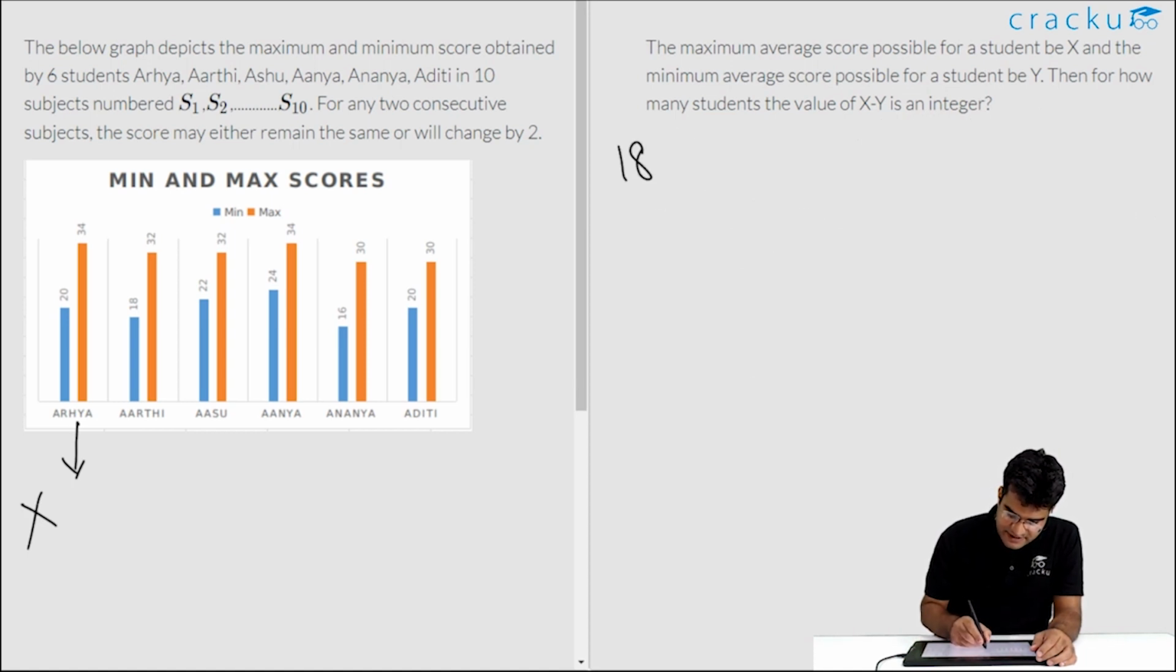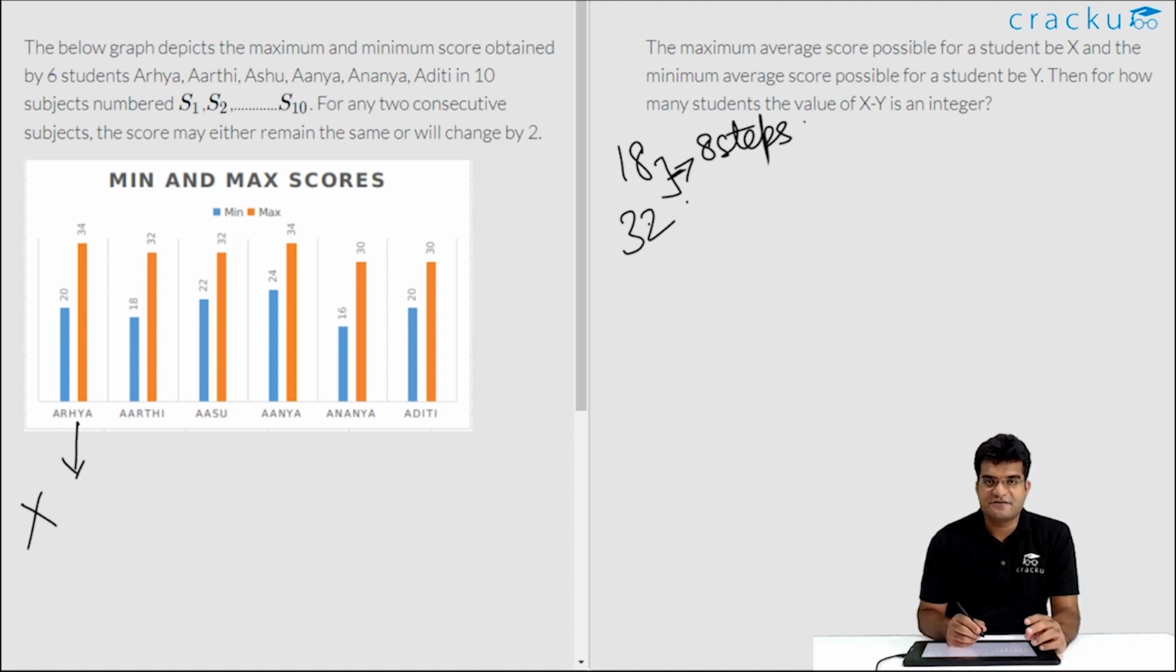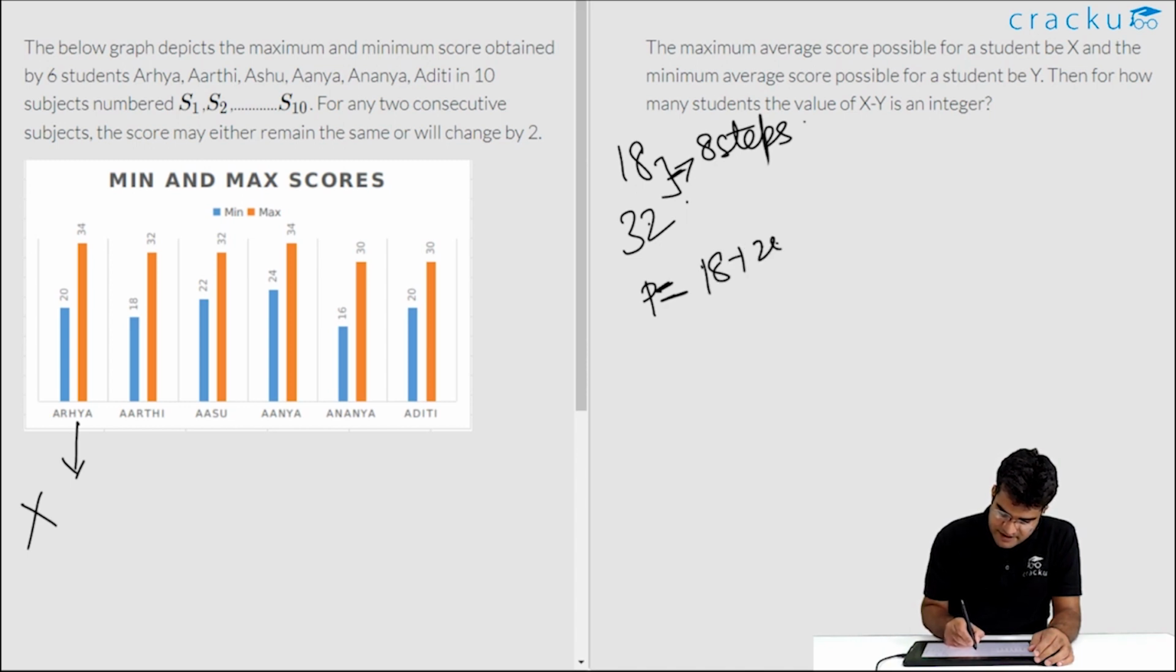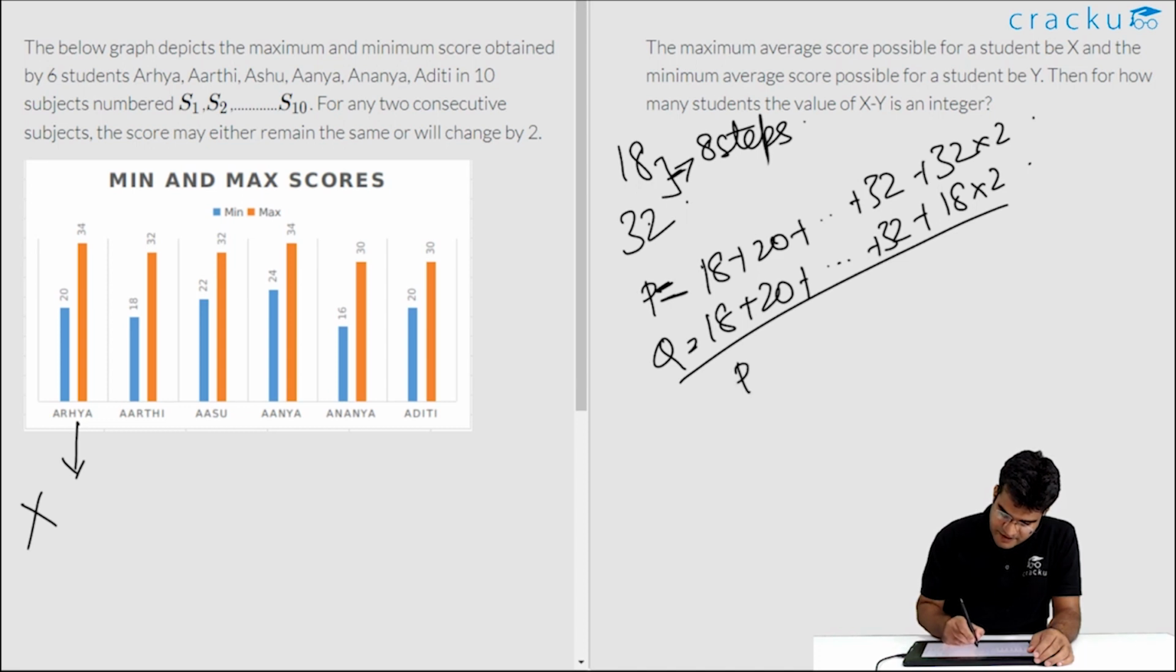She starts with 18, that is her minimum, and her maximum is 32. So she takes 32 minus 18 is 7 steps, plus 1 is 8 steps in going from the minimum to the maximum. So she has a reserve of 2 steps. So in her case, P will be 18 plus dot dot dot plus 20 plus dot dot dot plus 32 into 2. Similarly, Q will be 18 plus 20 plus dot dot dot plus 32 plus 18 into 2. Therefore, P minus Q will be again 14 into 2, which is 28.